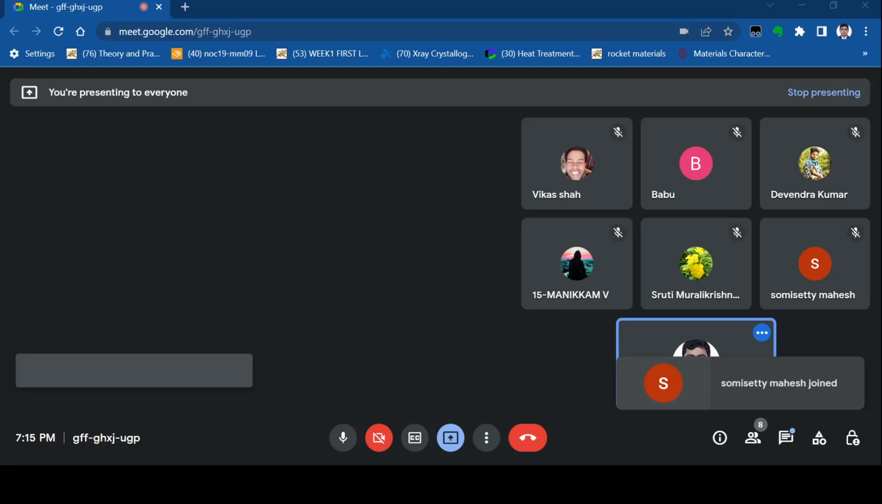Okay, so now suppose this is the A to B direct path, and here we can say A to C, C to D, then D to B. So we'll calculate like this: A to C plus C to D plus D to B.